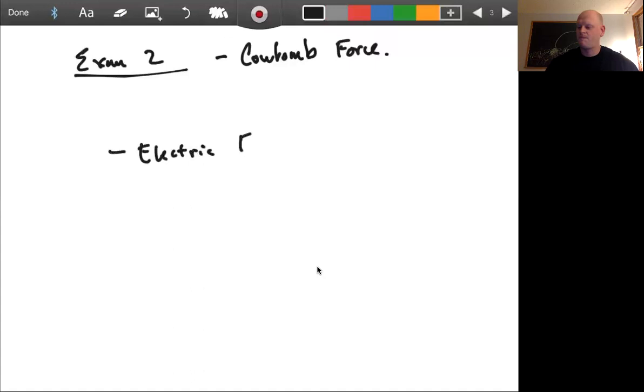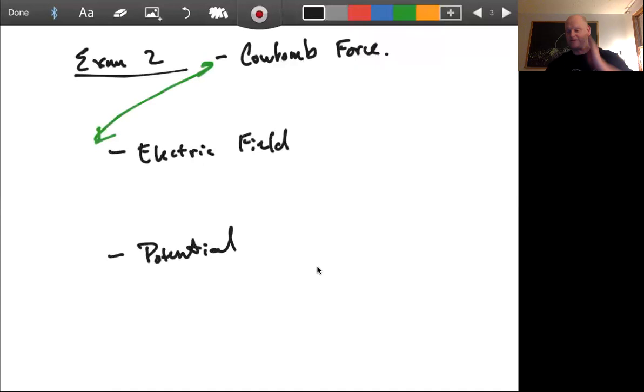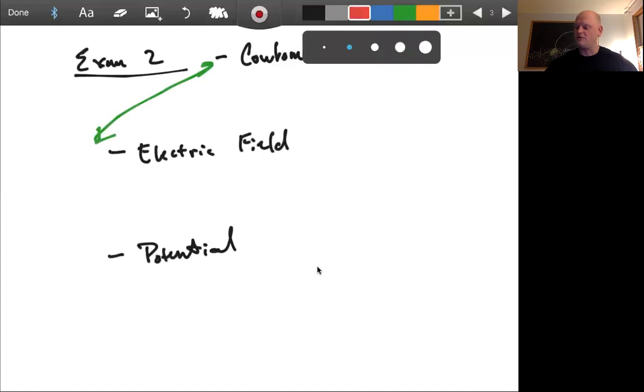And of course, the relationship between these two guys, the electric field and the Coulomb force. And the final one was, again, potential. So in this case, specifically the electric potential. So Coulomb's force, so here again, this is the force between two charged particles.